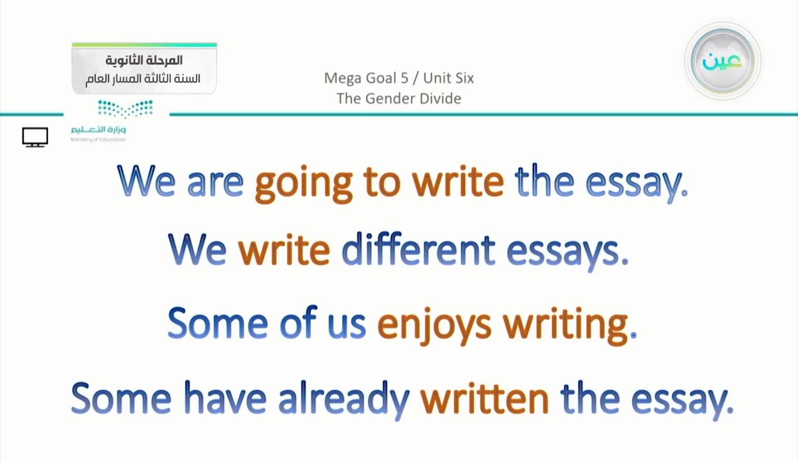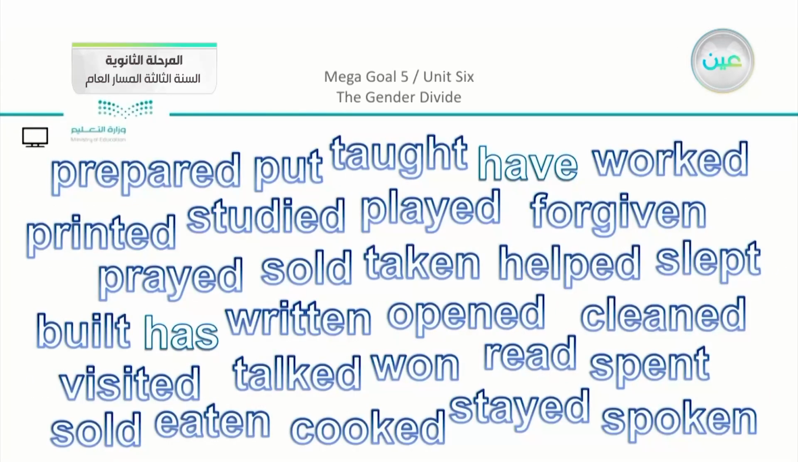So you can see that we have here different types of verbs. Some of them, like here, enjoy writing, we have the noun, or the gerund actually. We have, of course, going to write, which is the future. We write different essays, which is the present simple, and we have already written the essay. You can see that we have write, wrote, written, which is the past participle. Now you can see that writing is in different forms.